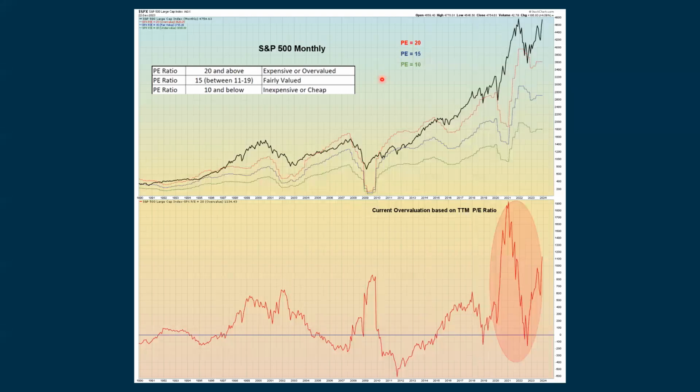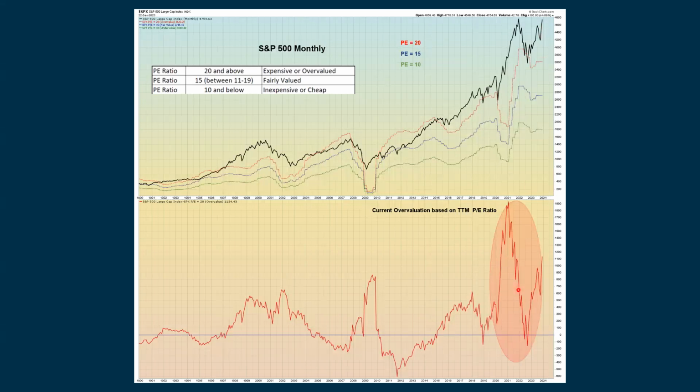The first area in here is we just show the S&P 500, which is in black, and then we have a PE ratio of 10, 15, and 20. These are static numbers, and typically when we're at 10 or below, the market is considered to be inexpensive. At 15, we're fairly valued. At 20 or above, we are considered to be expensive. And right now, as we've seen for a long time now, many years, we are expensive on a historical basis. The black line is the S&P, the red dashed line is the PE ratio of 20.